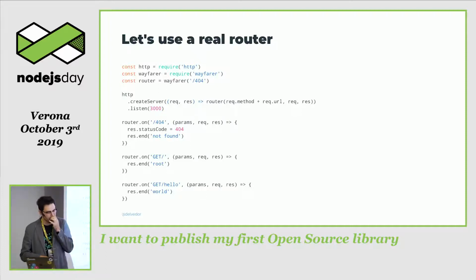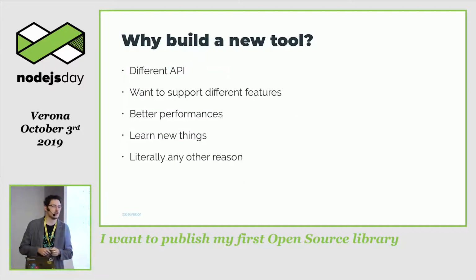Now there is a question: why build a new tool? Well, you may want to have a different API. That's fine. You may want to support different features. Also fine. You want to have better performance. Usually this is a quite common reason to build a new tool, because improving the performance quite often will lead to breaking changes, and not all the maintainers will like to merge them.